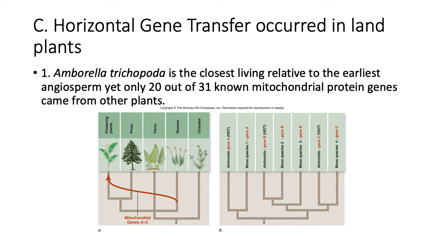So going back to that Amborella trichopoda, which we think is the closest living relative to the earliest angiosperm, when we analyze the sequence, we find that it only has 20 out of the 31 known mitochondrial protein genes from other plants. So it's like, where did the others come from? We've noticed that flowering plants have mitochondrial genes from mosses. Mosses can grow on flowering plants, so maybe there was some genetic swappage going on there. So horizontal gene transfer is the only plausible explanation for the presence of moss mitochondrial genes in the Amborella.